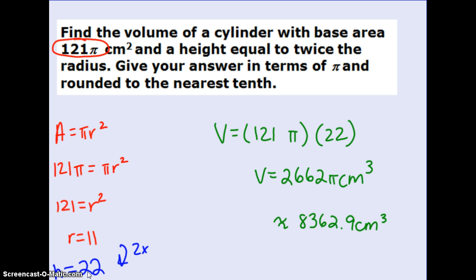So we had to go back and find what the radius was, multiply it by 2 to find the height, and then once I had the height, all I had to do was take the base they gave me in the problem, the area of the base, and multiply it by 22, my height.